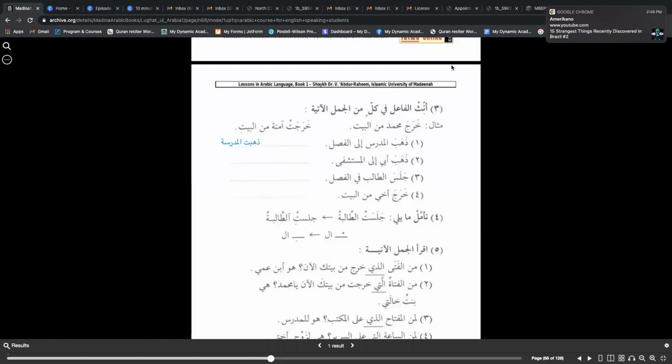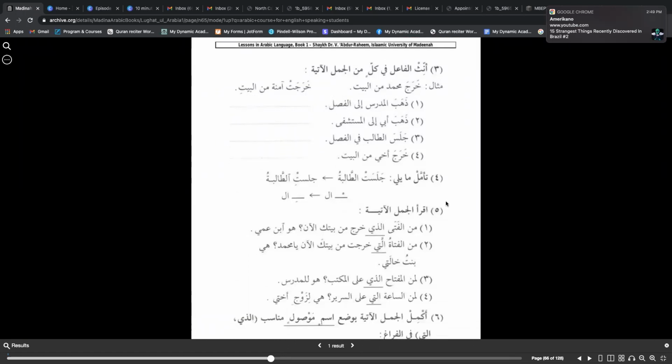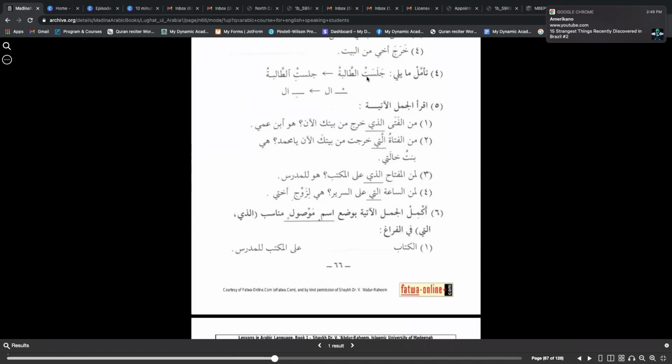Let me clear that out so we can move along. Okay, تأمل ما يلي. جلست الطالبة. Remember, as I mentioned before, it's incorrect to say جلست and stop on a ta when you have this alif lam following it. So you don't say جلست الطالبة. You have to make this ta into a kasra to make it جلستِ الطالبة, because ta is a sun letter.